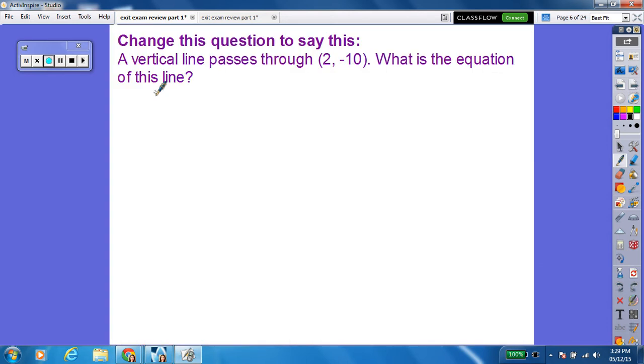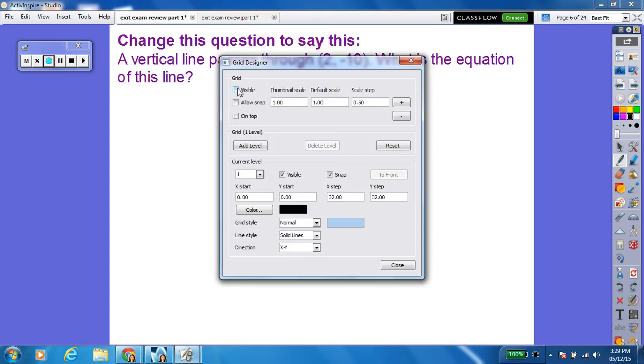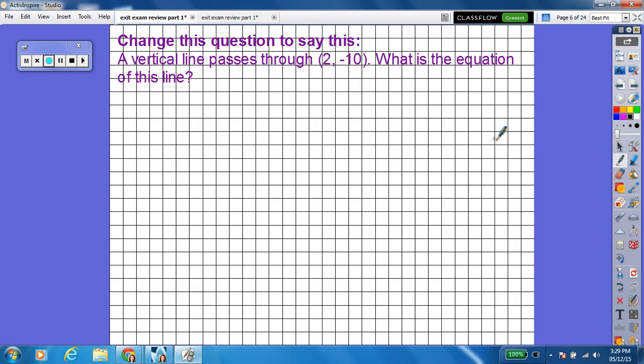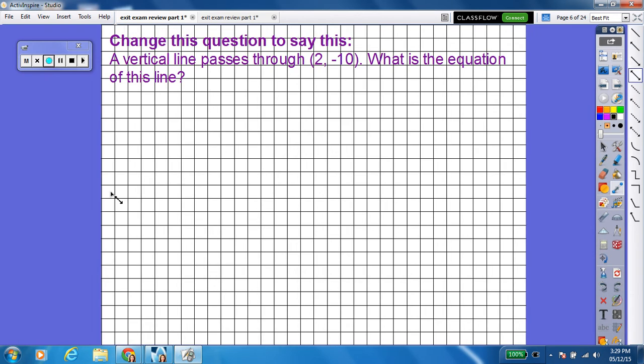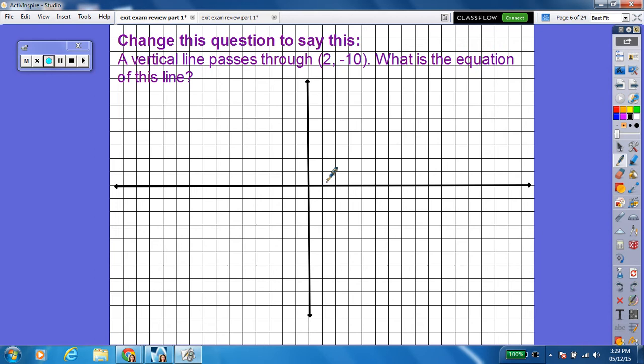Moving on. Here we have change this question to say this. I wanted you to change this just because the number that was here before was just so large, and it's cool to check that out, but I just want this to look a little bit more like what it's going to look like on the test. So it's saying a vertical line is passing through this point 2, -10. So on the test, basically what you guys could do is you just could draw yourself a little graph. You could graph it no problem.